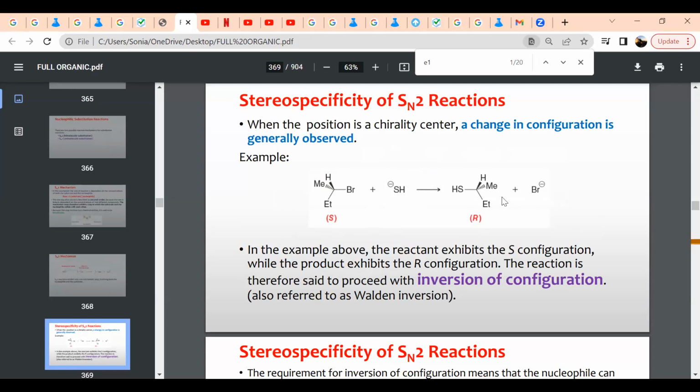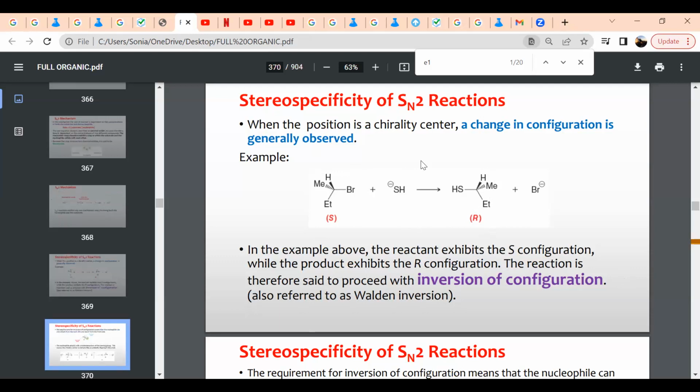As you can see, there's a new compound here after the SN2 reaction has taken place, and this bromine is the leaving group. It has exited. This SH has attacked, a nucleophilic attack. So what you can see on this side is, this compound has a different configuration as compared to this. So the reaction is therefore said to proceed with inversion of configuration, also known as Walden inversion.